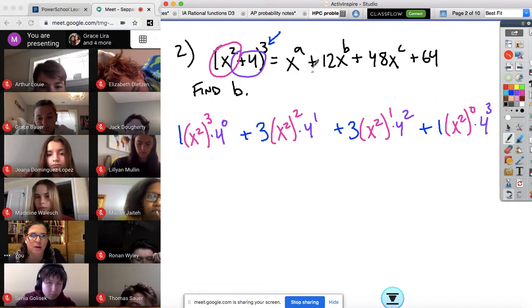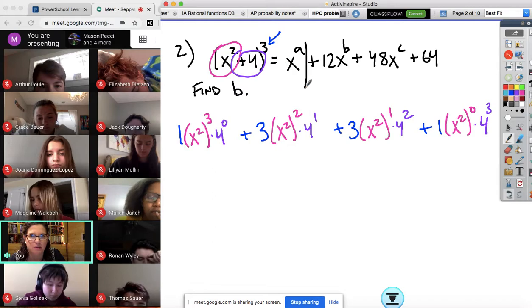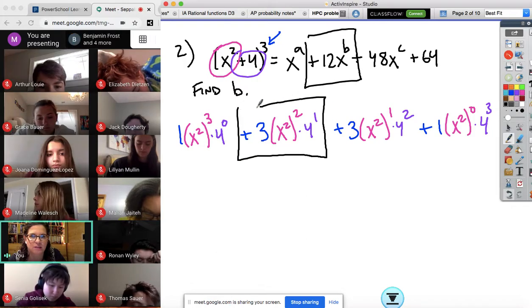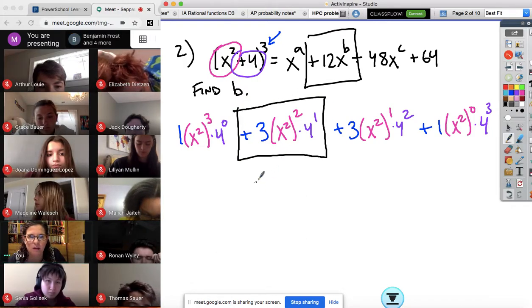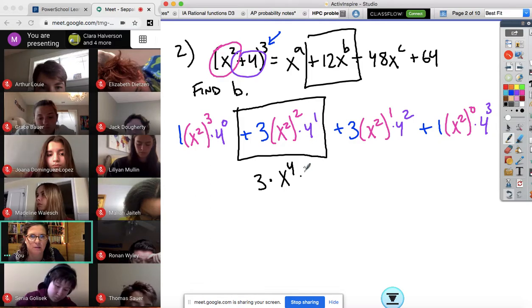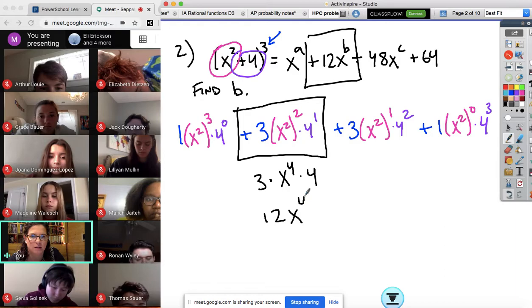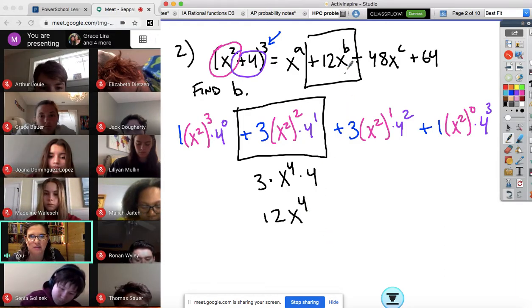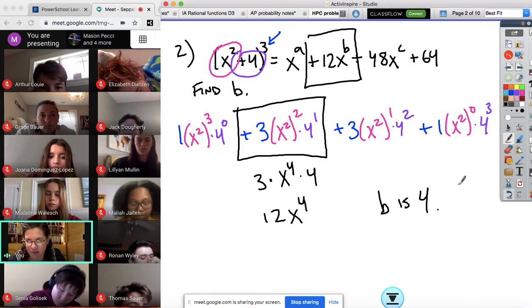And we only care about b, so we only care about this term right here, which would correspond to this right here. So just kind of simplify that out. X squared squared is x to the 4th. 4 to the first is 4. That's where the 12 comes from. 3 times 4 is 12. So it's 12x to the 4th, and we're supposed to figure out b, so b is 4. That's it. That's your answer to number 2, is just 4.